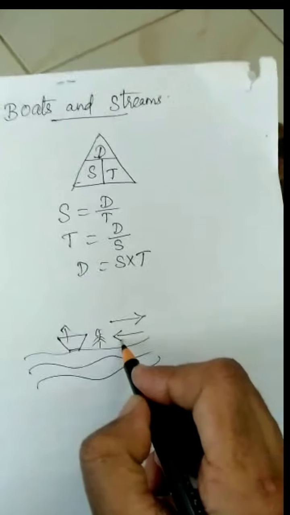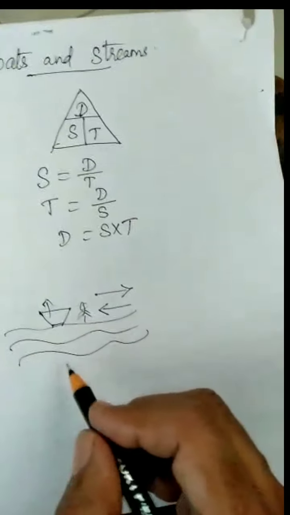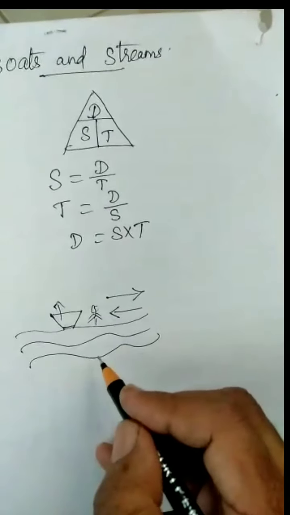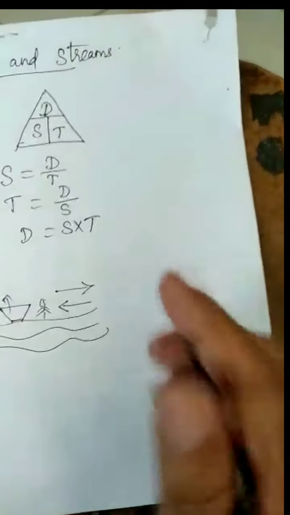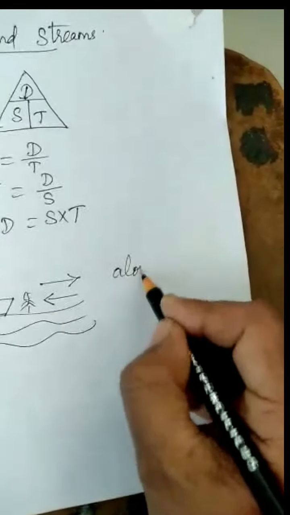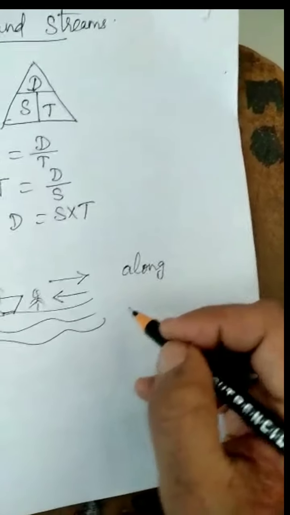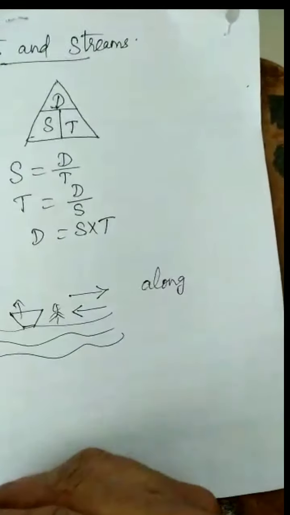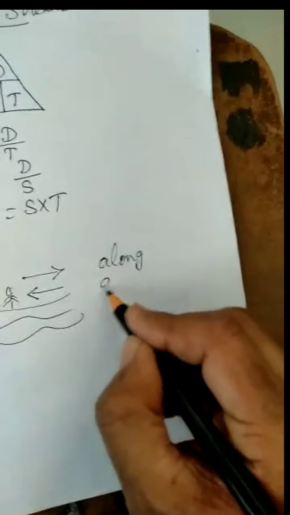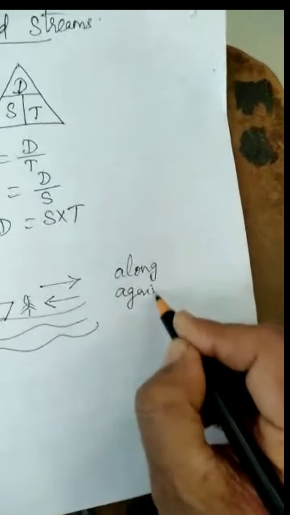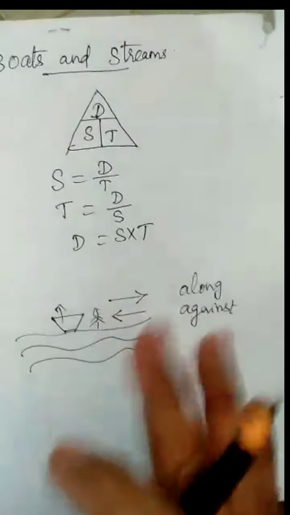If they are going in the direction in which the river flows, then it is said that they are going along the direction of the river. Suppose they are going in the opposite direction, then it is said that they are going against the direction of the river.